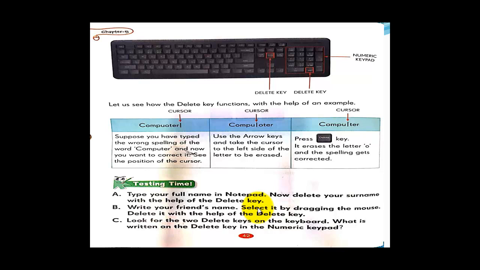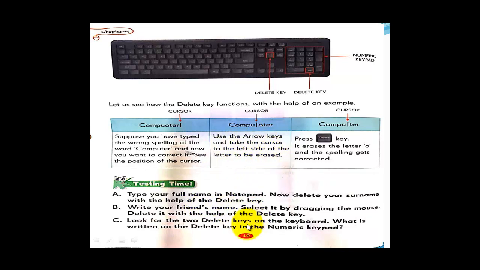If you select a word, the computer takes it as a character. If you select the whole document or the whole page with the help of the mouse and selector, then you press the delete key only once, because whatever you have selected, the computer takes it as one character. Okay, understood?